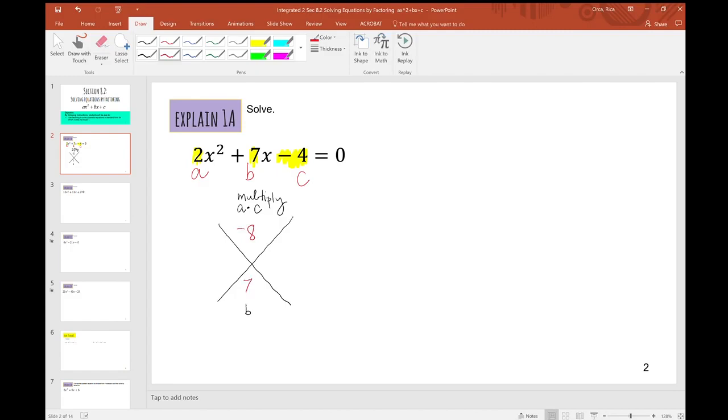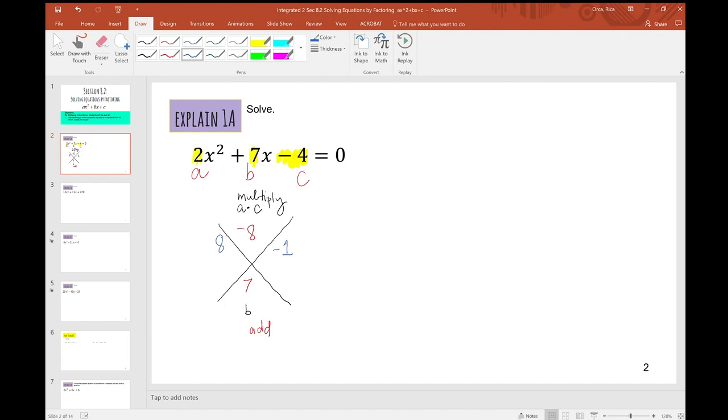Now we need to think of two numbers that will multiply to negative 8, but will add up to 7. So I'll give you a second to think of the numbers. Great. So the two numbers that will multiply to negative 8 but will add up to 7 are 8 and negative 1. So 8 times negative 1 is negative 8, and 8 plus negative 1 is positive 7.